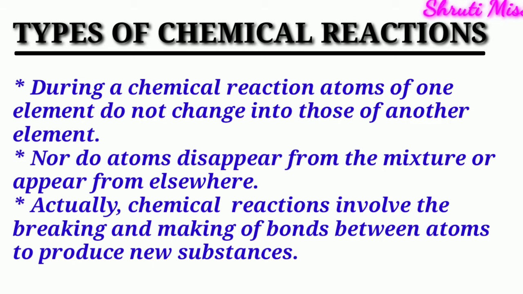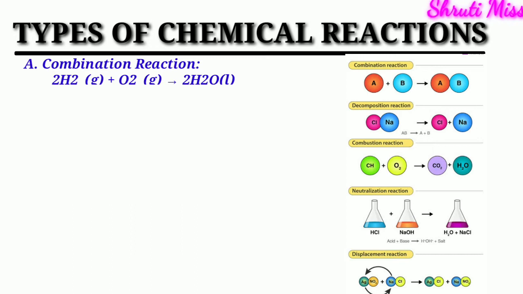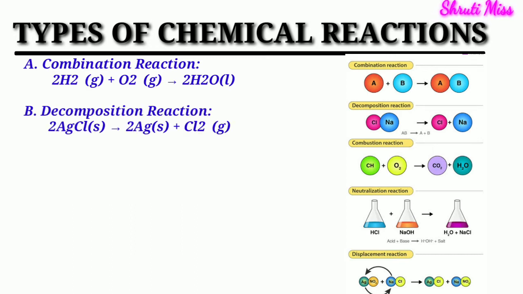During a chemical reaction, atoms of one element do not change into those of other elements, nor do atoms disappear from the mixture or appear from elsewhere. Actually, chemical reactions involve the breaking and making of bonds between atoms to produce new substances. Like there are some chemical reactions.